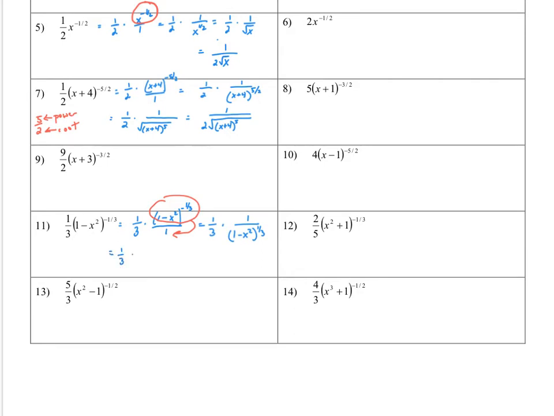1/3 times 1 divided by the cube root of 1 minus x squared. We can multiply to get our final answer. 1 divided by 3 times the cube root of 1 minus x squared. Okay, so please take this material and complete the rest of the problems in this section.